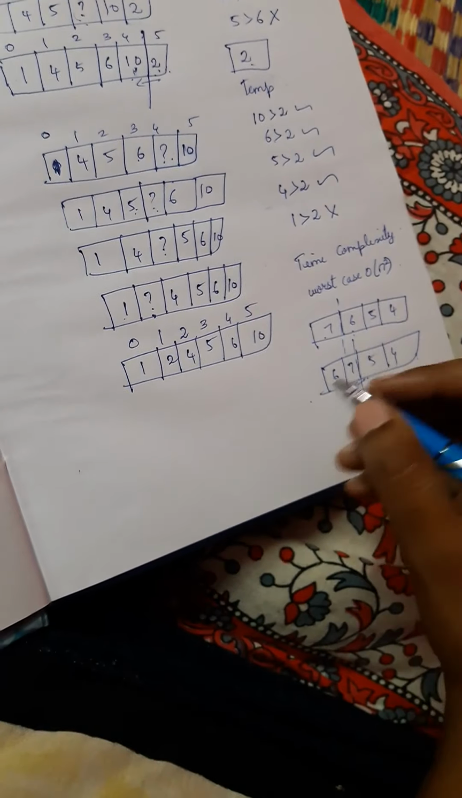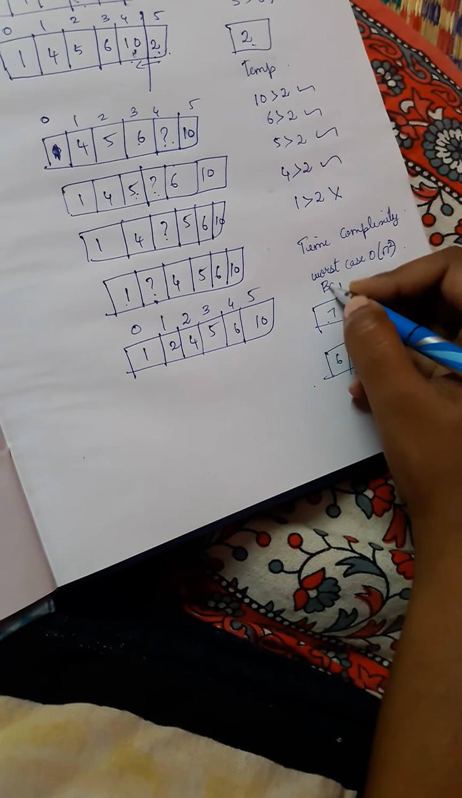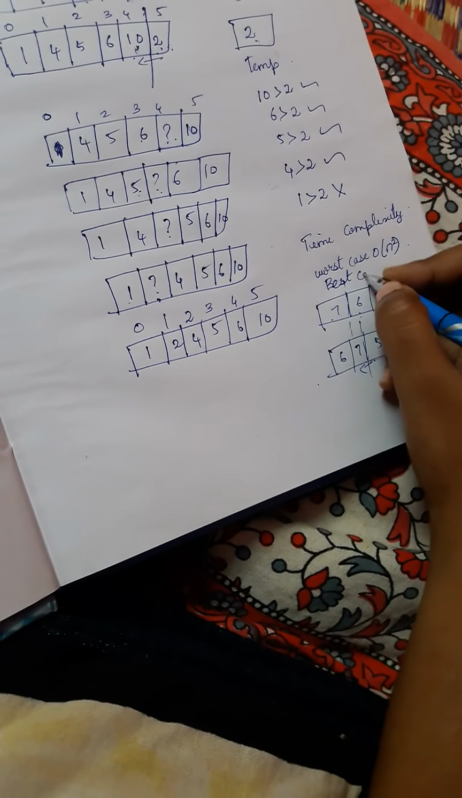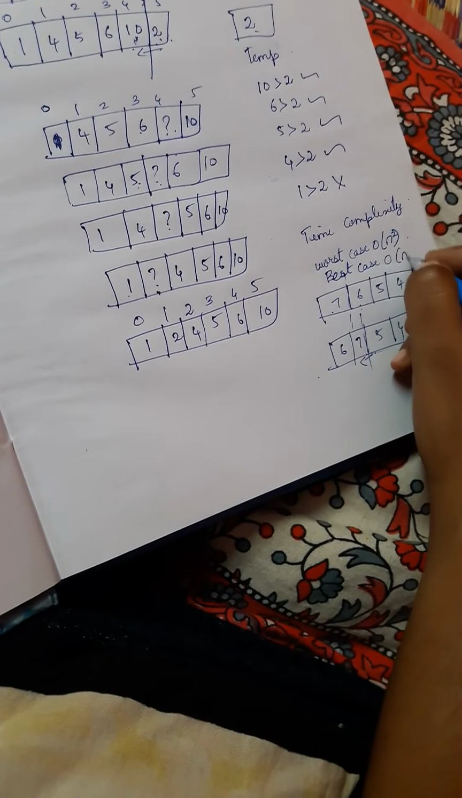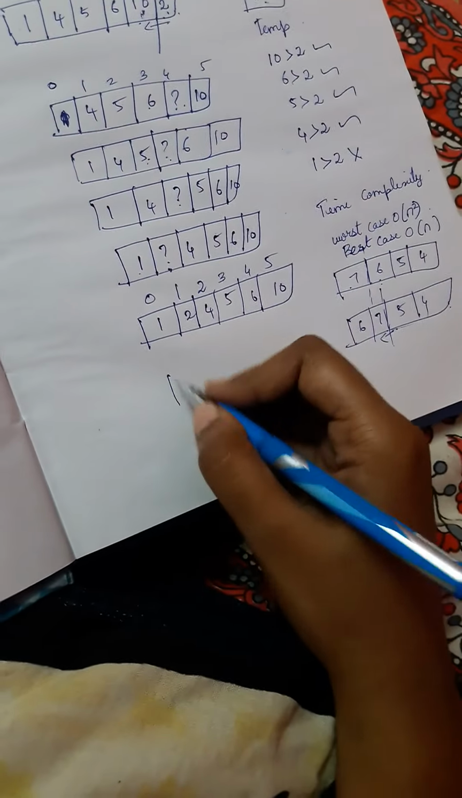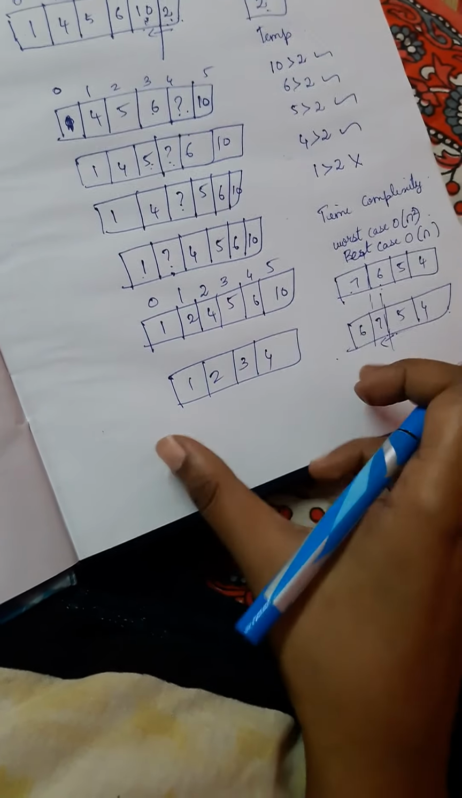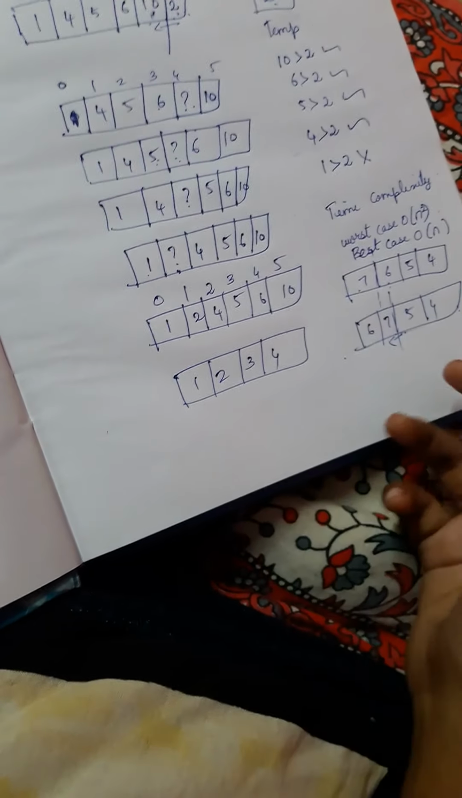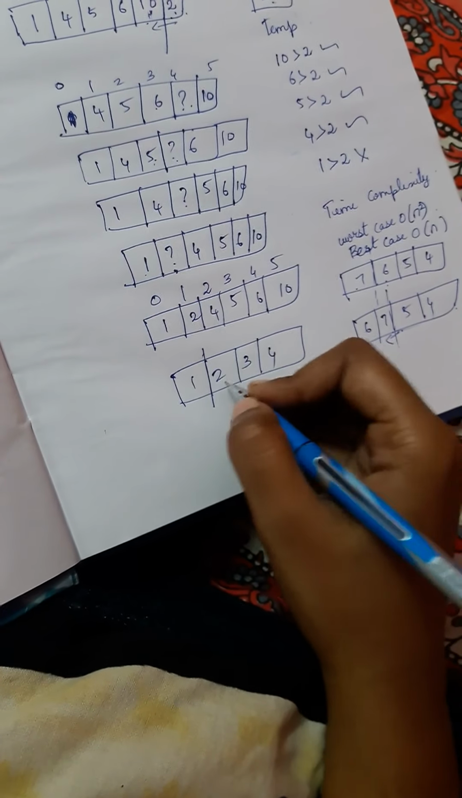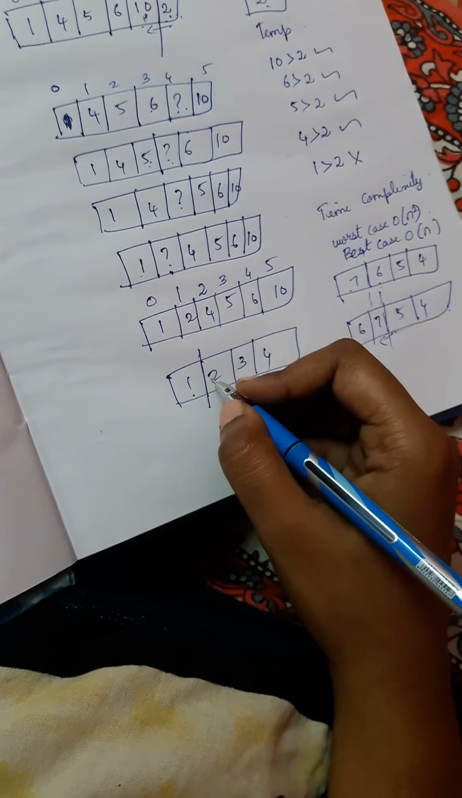Okay, so the time complexity for the best case will be O of n. How is it O of n? Suppose the given elements are already in sorted order. Then we will compare this element with this element, and the condition will be true.